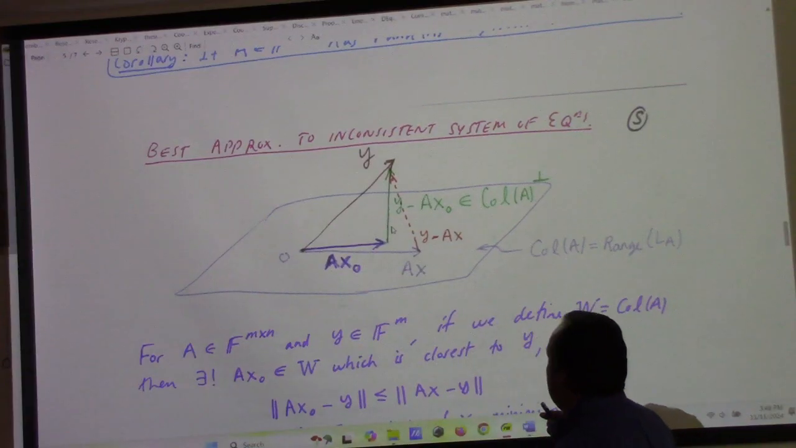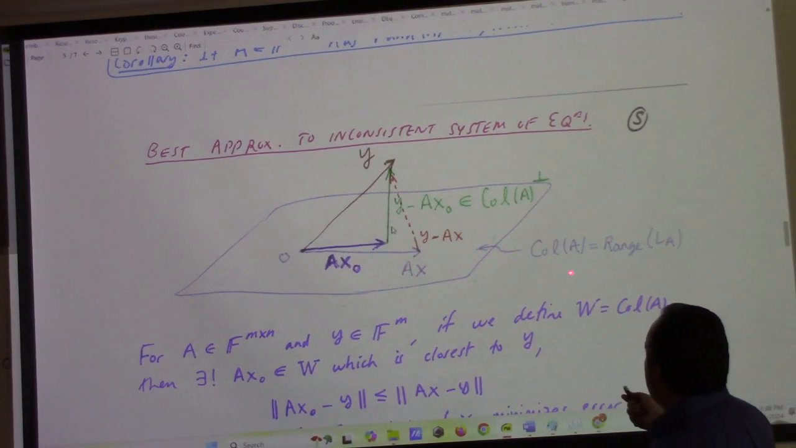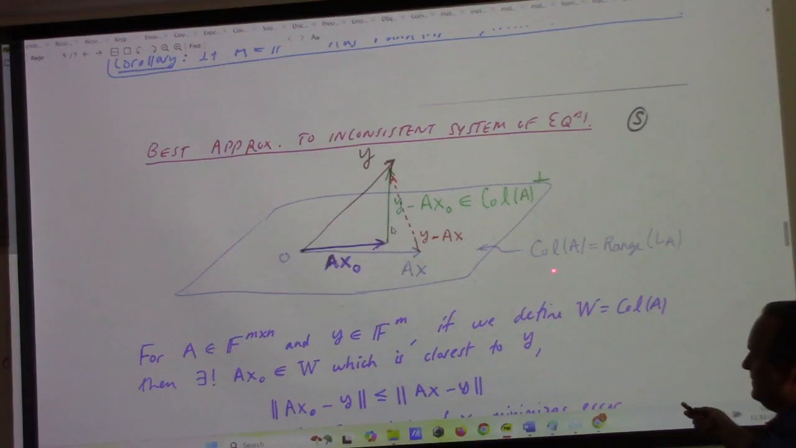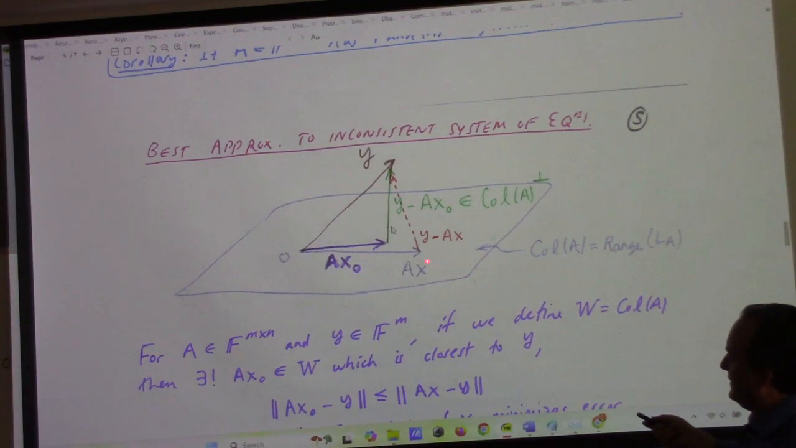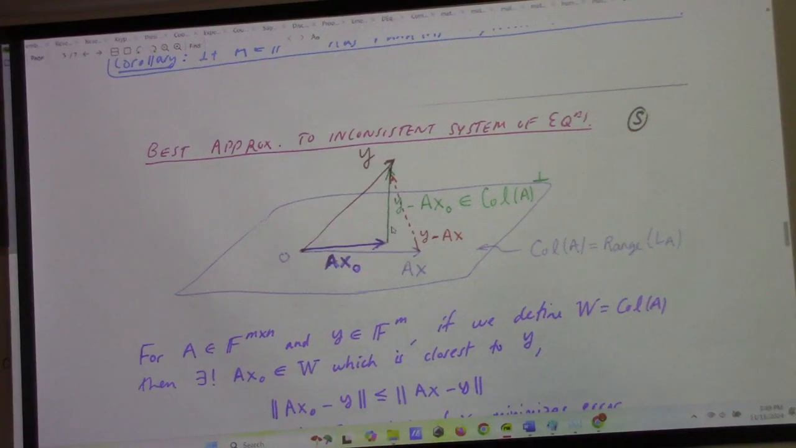And so here's kind of a picture. If you imagine the plane being the column space of A, which is the range of LA, then we're trying to find the point which minimizes the distance from Y to the column space. That would be the best approximation to the inconsistent system. So the theorem basically is that there exists a unique AX naught in W, which is closest to Y. That's the closest vector property. We prove that another day. The question is, how do we actually calculate that? So that's what I'm showing you right now.